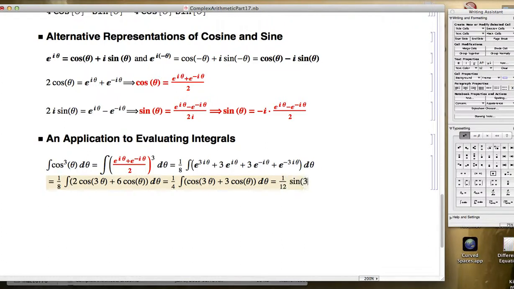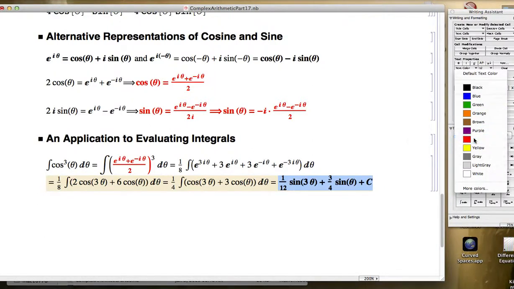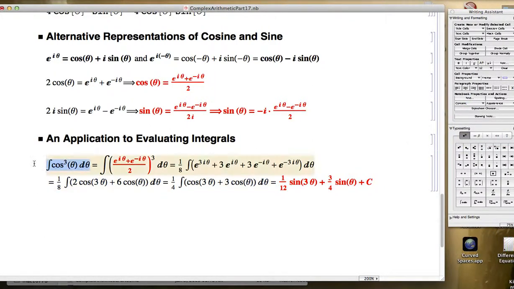sine 3 theta. And with this one, the cosine theta is just a plain cosine theta, so that you don't have to think about substitution there. You're just going to get a 3/4 sine theta plus c. We've done the integral. This does work. This is the answer for this integral here.